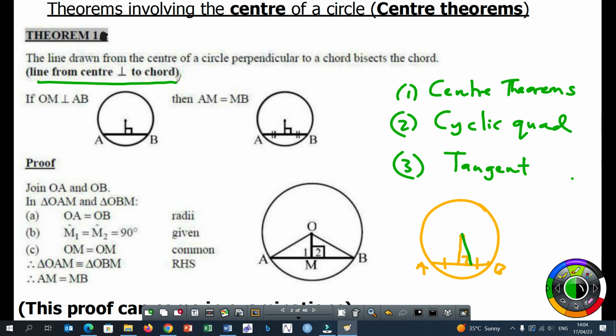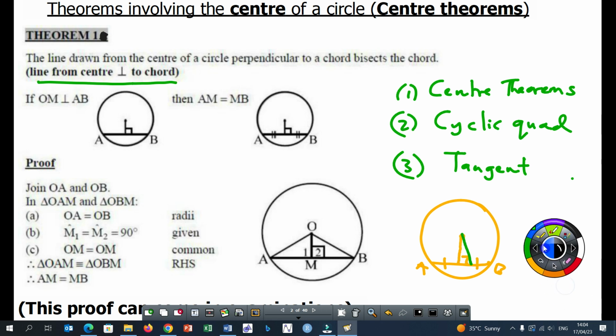As you can see, the shortcut for the acceptable reason is line from center, then you put the perpendicular sign, to chord. Whenever I use this theorem, this is the acceptable reasoning that you are supposed to use to make things easier for yourself. Now, the proof of this theorem is one of 4 proofs in grade 11 that is examinable. In actual fact, it came last year in the matric examination. So the proof of the theorem is examinable.